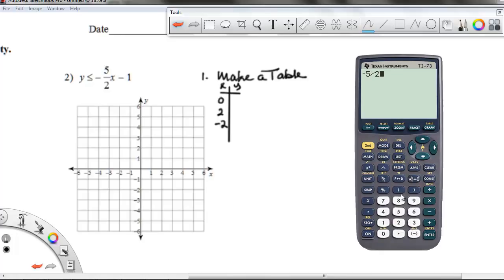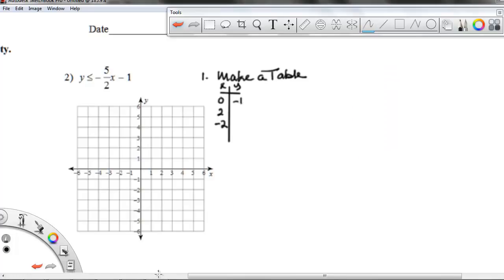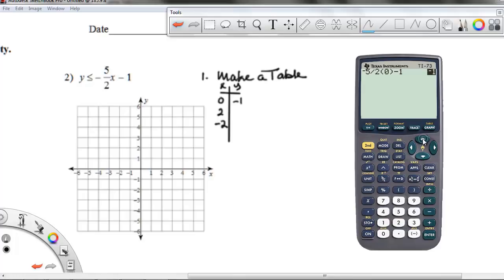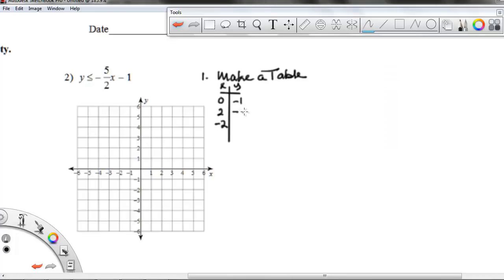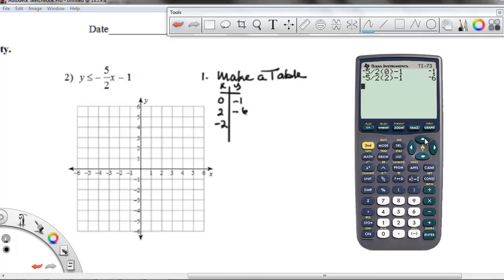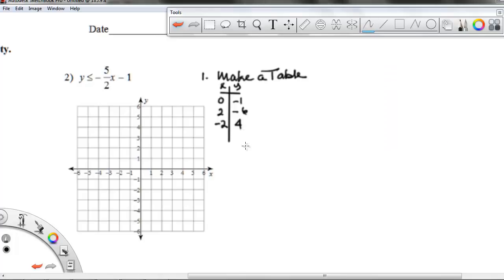So negative 5 divided by 2, I'll put 0 in for x, subtract 1, I get a negative 1. Now I will go back and edit my equation and change the 0 to a 2, and I get a negative 6. Now we'll change it one more time. I will change that 2 to a negative 2, and I get 4. Now I'll go ahead and plot my points.